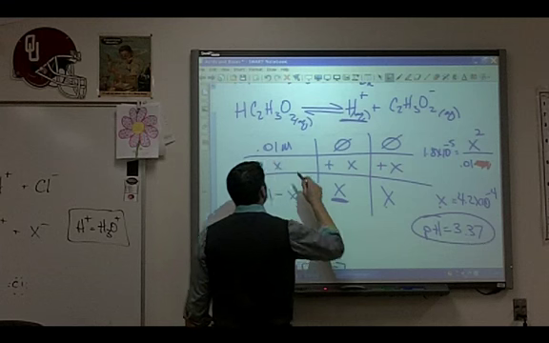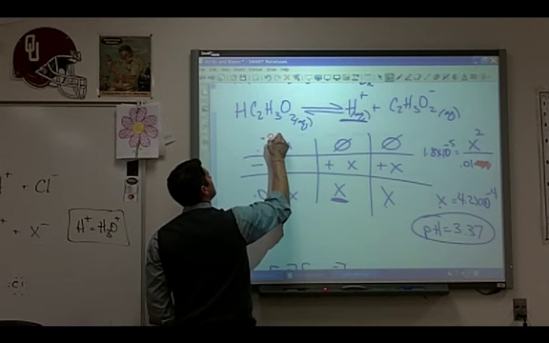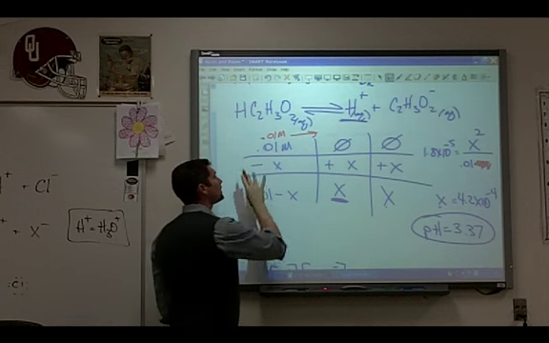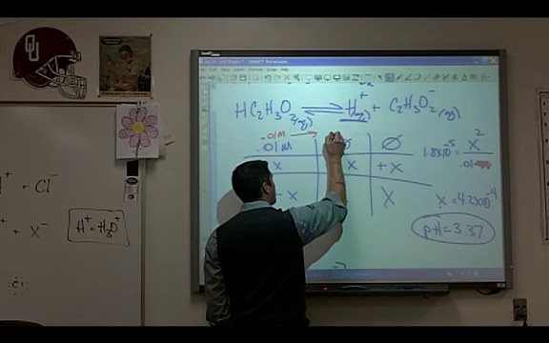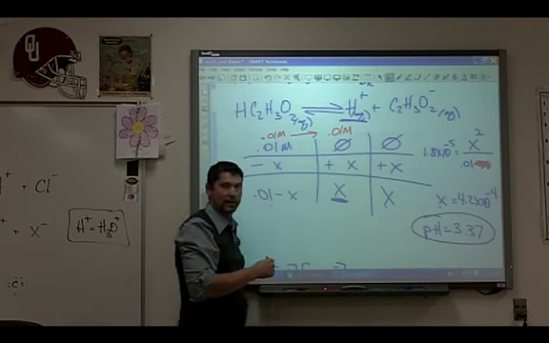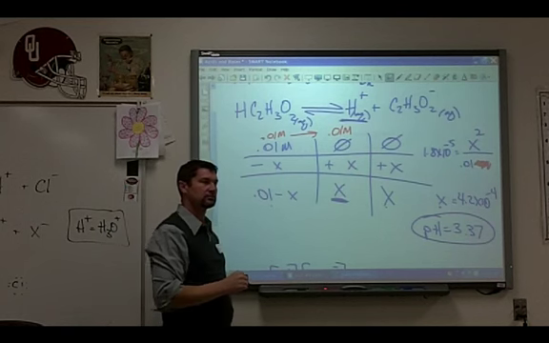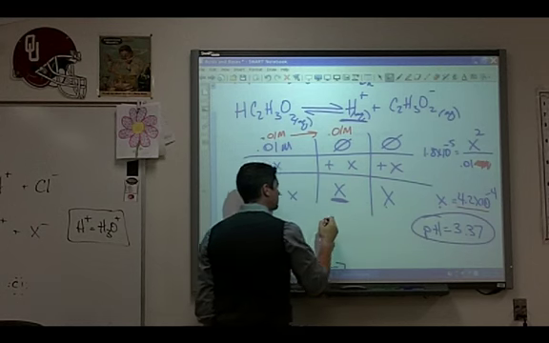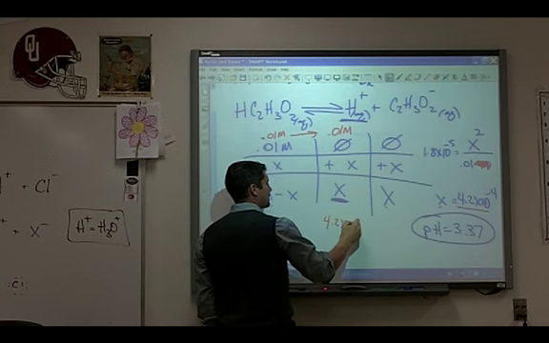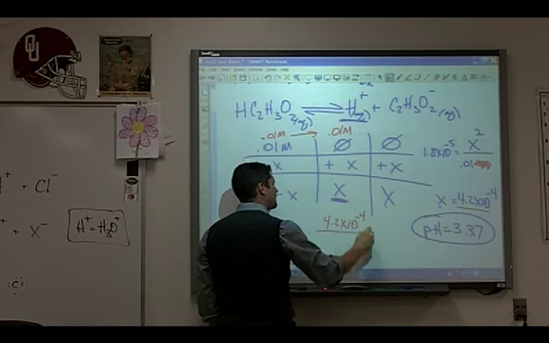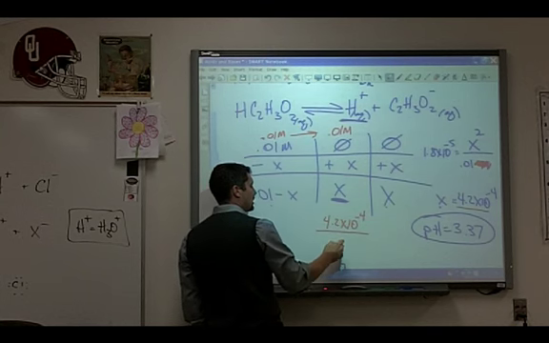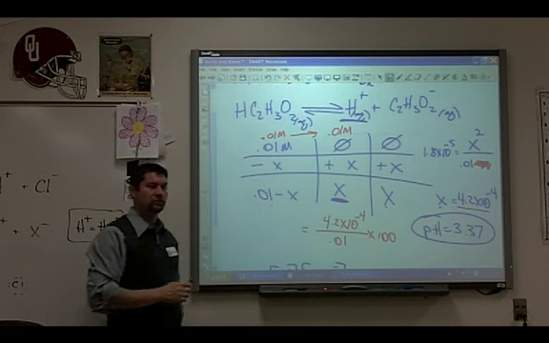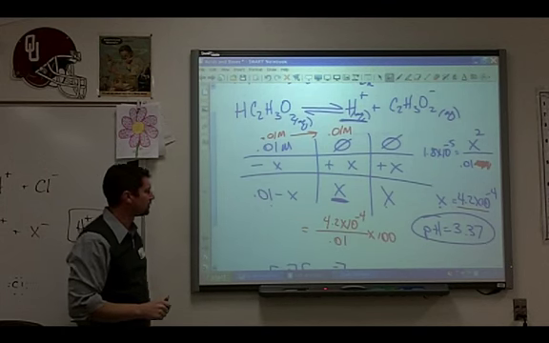If this is 0.01 molar, and if it was a strong acid, what would it give off? 0.01 molar, right? It didn't. What did it give off? 4.2 times 10 to the negative 4. So if I take that and I divide it by my original concentration times 100, that will give me my percentage. Somebody do that, please.